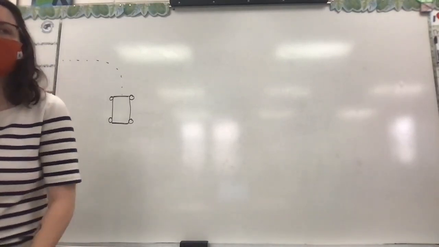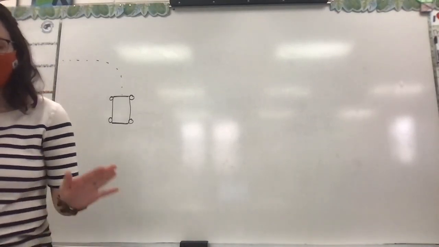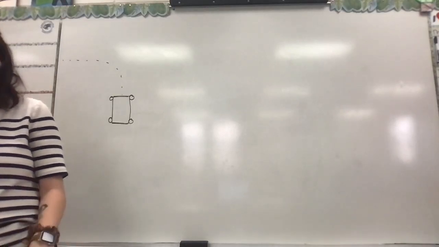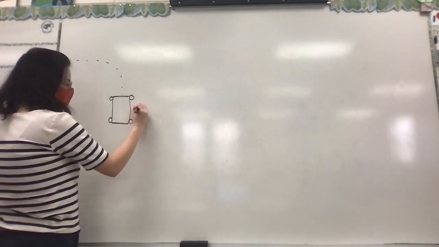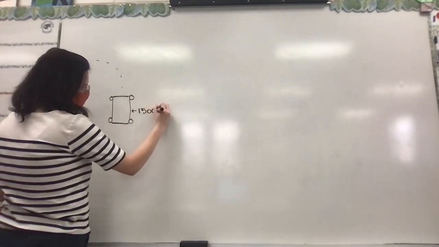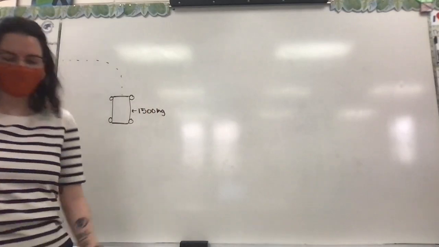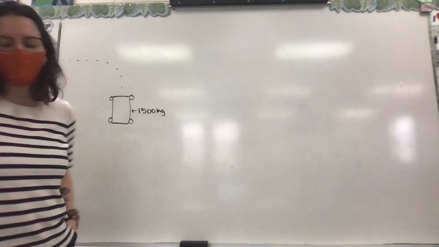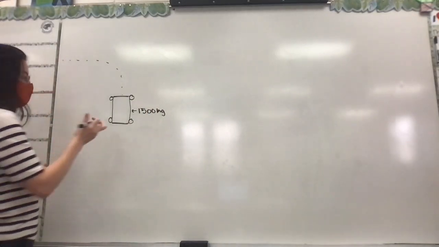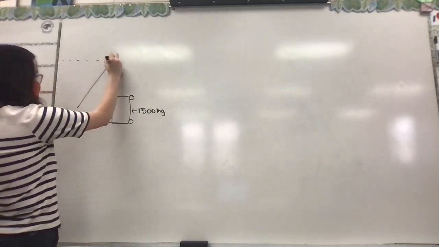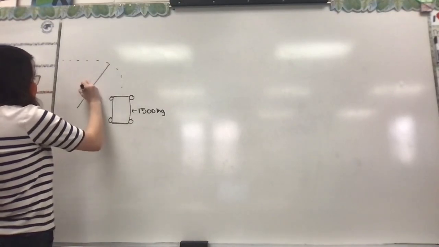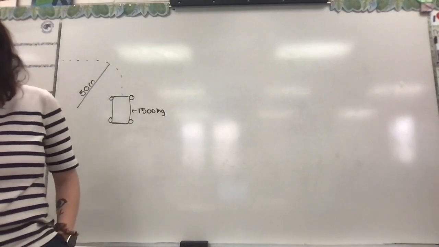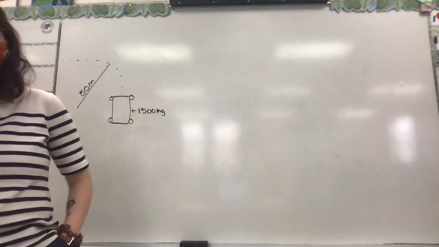Now, what we want to know is what is the maximum speed with which a 1,500 kilogram car can make a left turn around a curve of radius 50 meters. So this curve has a radius of 50 meters, on a level, unbanked road, without sliding.